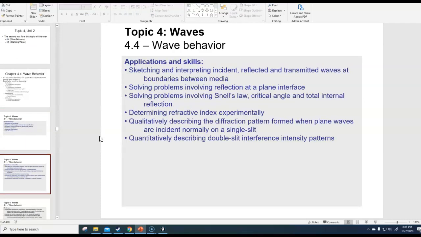As far as what you must be able to do at the end of this unit, you must be able to sketch and interpret incident, reflected, and transmitted waves at boundaries between media, solve problems involving reflection at a plane interface, solve problems involving Snell's law, critical angle, and total internal reflection, and determine refractive index experimentally. We'll actually be doing a simulation lab where you do that. Also, qualitatively describing the diffraction pattern formed when plane waves are incident normally on a single slit, and quantitatively, that means mathematically, describing single slit interference intensity patterns.